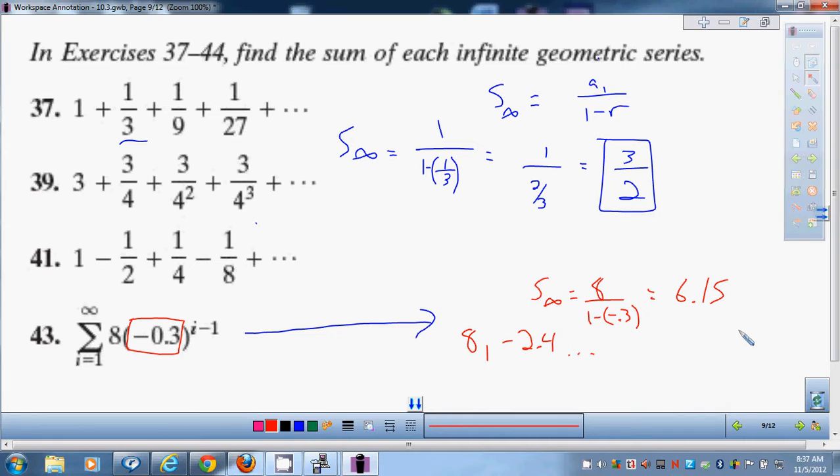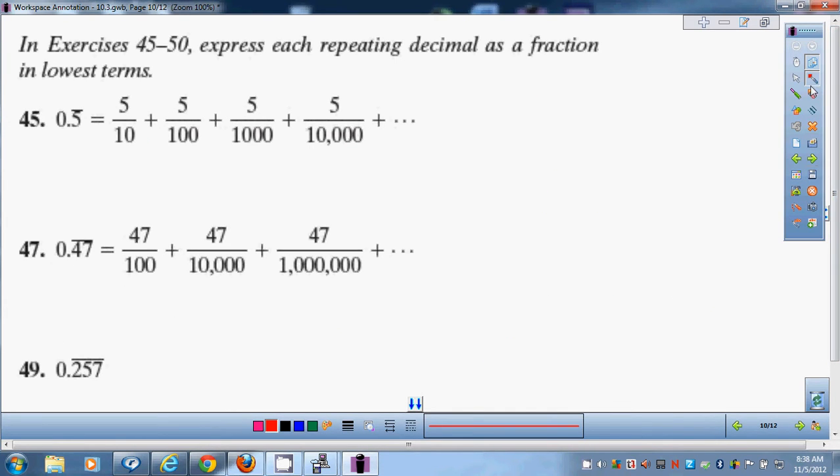Infinite sums. Easiest formula of the day, which I think is funny, because it sounds like it'd be complicated. I believe the only thing left is a few more examples of that. Express each repeating decimal as a fraction in lowest terms. Oh, these are fun. Okay.